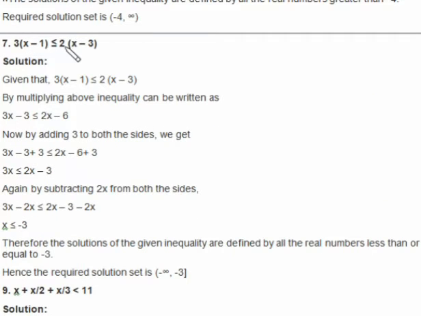Now see the next question: 3 into (x minus 1) less than or equal to 2 into (x minus 3). First we multiply the terms into the brackets. We get 3x minus 3 less than or equal to 2x minus 6, and solve it. We add 3 to both sides, we get 3x less than or equal to 2x minus 3. After that we subtract 2x from both sides, we get 3x minus 2x less than or equal to 2x minus 3 minus 2x. 2x cancels, x is less than or equal to minus 3. Then x attains all the values less than minus 3, and also minus 3. So this side is a closed interval: minus infinity to minus 3.